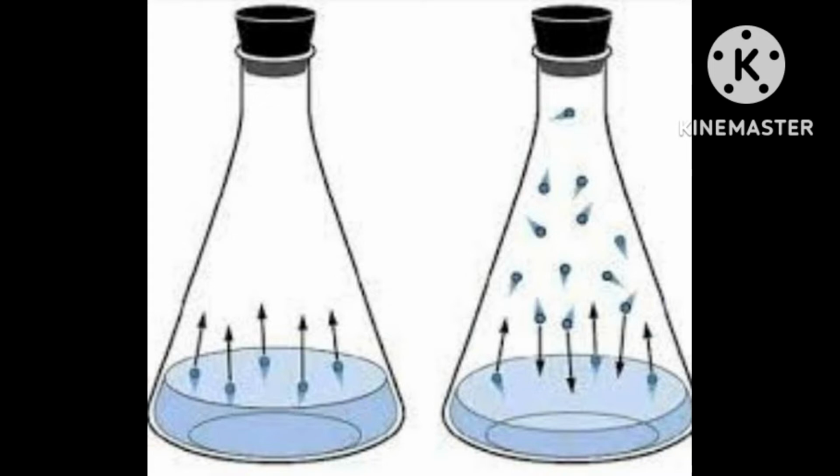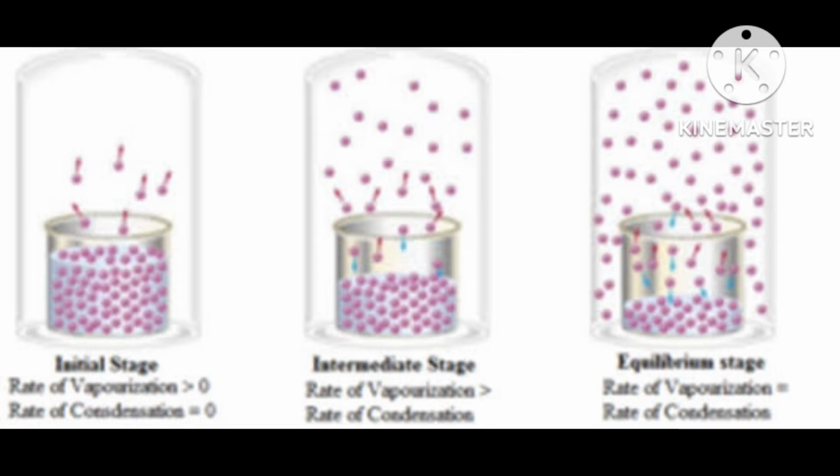Camphor, or ammonium chloride. Camphor solid will convert to camphor vapor. Camphor solid, sign of equilibrium, and then you can write camphor vapor. During puja time you use white kapur, that is actually ammonium chloride. That chemical name is ammonium chloride. You can see after burning it is converting to vapor.